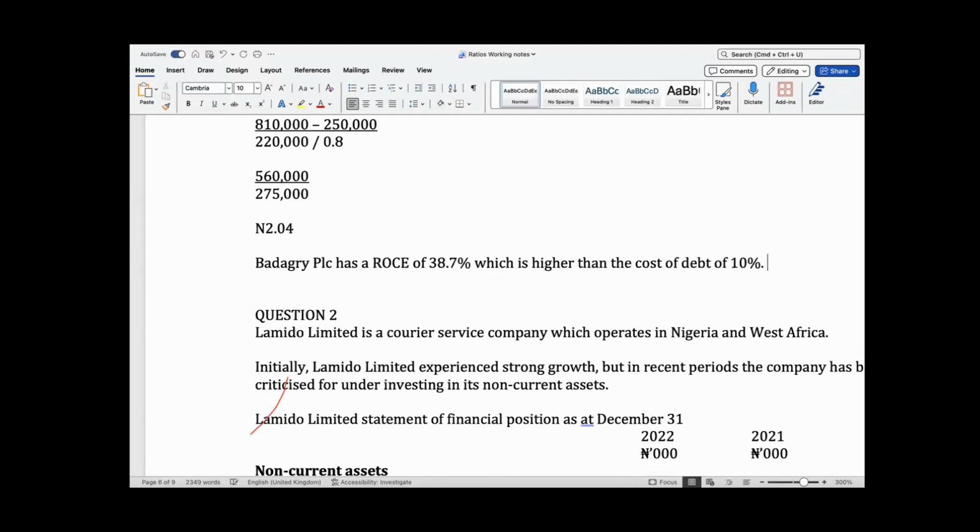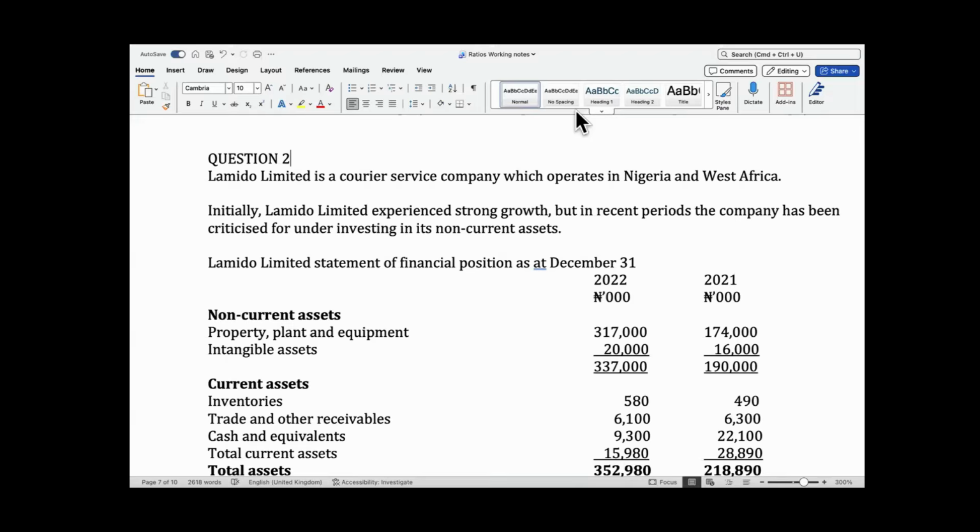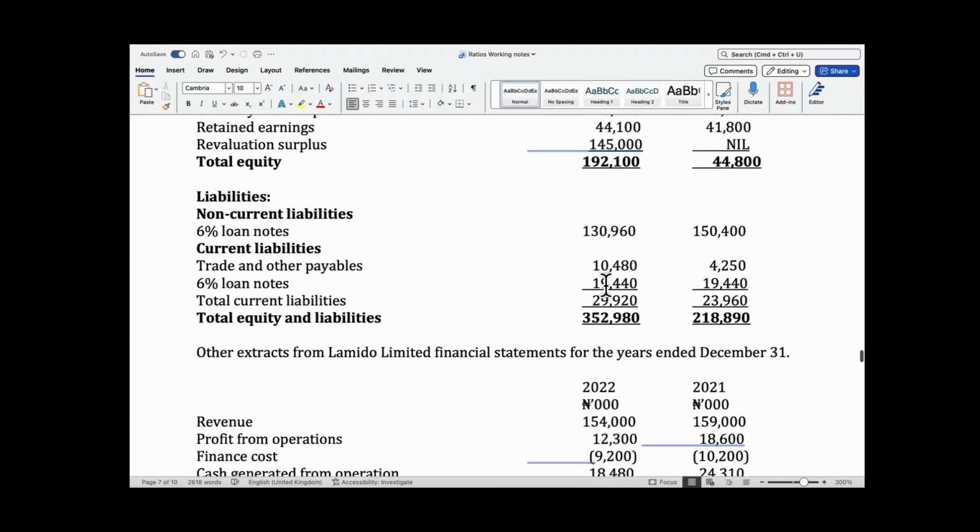If you look at the second question, it says Lamido Limited is a courier service company which operates in Nigeria and West Africa. Initially, Lamido Limited experienced strong growth, but in recent periods, the company has been criticized for underinvesting in non-current assets. So Lamido Limited statement of financial position as at December 31st is as follows.